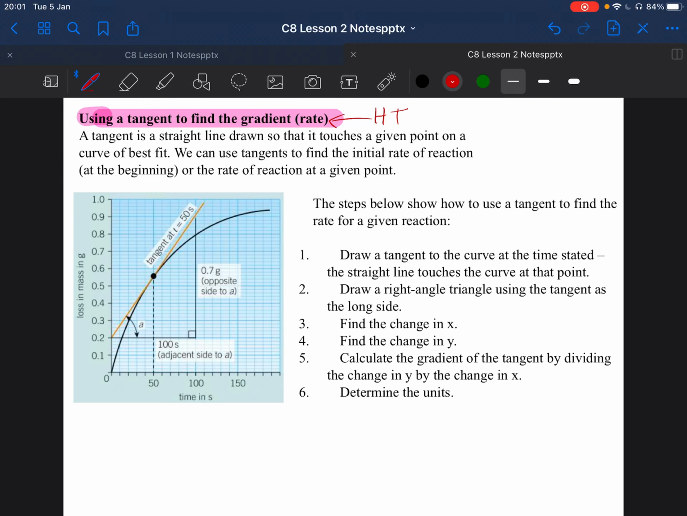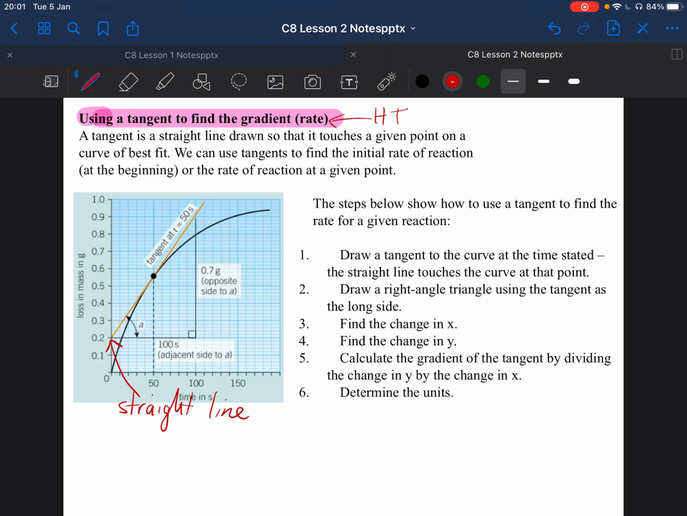that. So most of the reactions that we look at in chemistry for this topic are reactions that give us a curve of best fit. And it makes it more difficult to work out the reaction rate on a curve because we can't plot from the line. So what we do instead is we draw a tangent, and that tangent is basically a straight line that touches the point on a curve, or a given point on a curve.